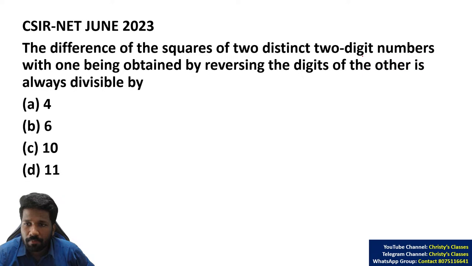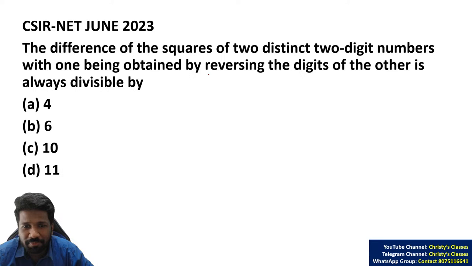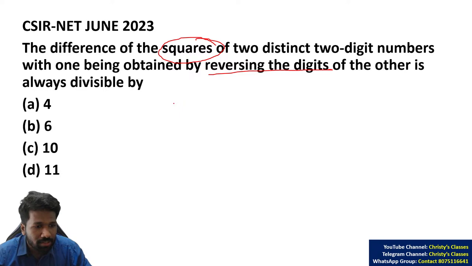Here it is more specified that one number is obtained by reversing the digits of the other. In the previous question it was not mentioned so clearly, but here it is mentioned that the other number is obtained by reversing the digits. But here there is a small difference. You have to square here, then solve this. That means you have to use one of the identities you have learned. I'll explain, so all of you try. Some of you got the answer already. Wonderful. All of you try it.